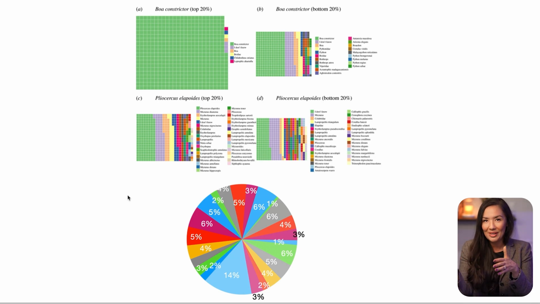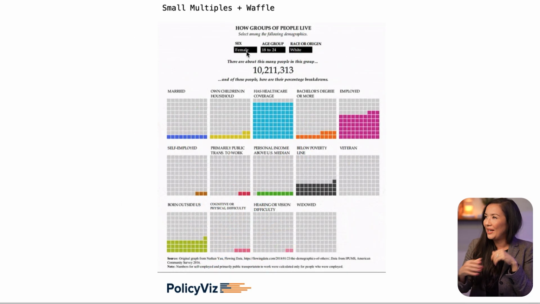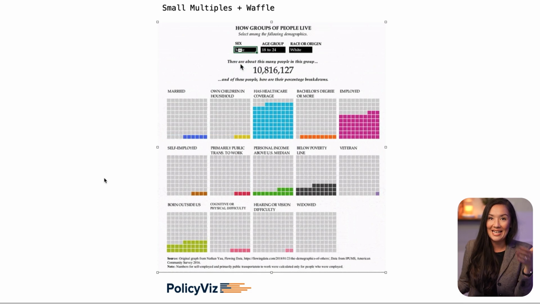My closing recommendation is, if you need to represent a large number of categories, either with an icon array or this pie chart, consider combining it with another technique called small multiples. Here's a great example of small multiples from PolicyViz, which is a great resource if you want some more in-depth information about how to visualize your data effectively. But what they have going on here is they're using small multiples and a waffle chart together. And this is an interactive template that they've created in Excel.